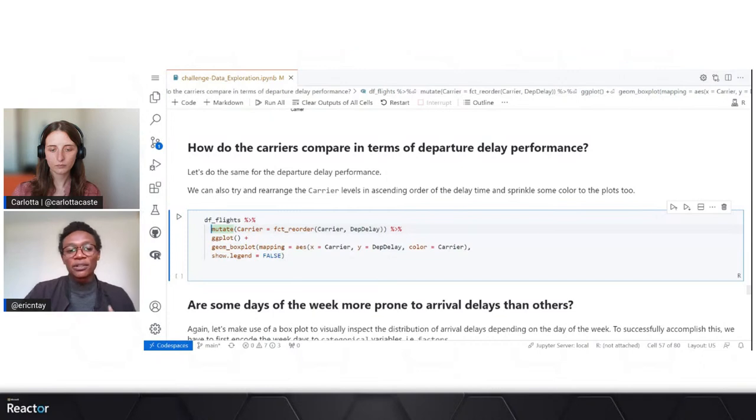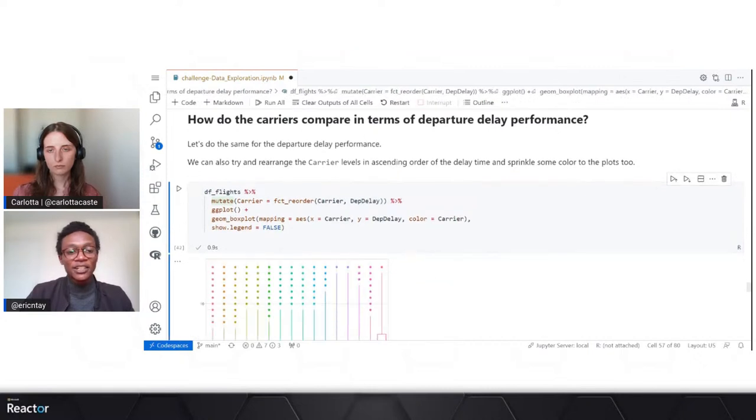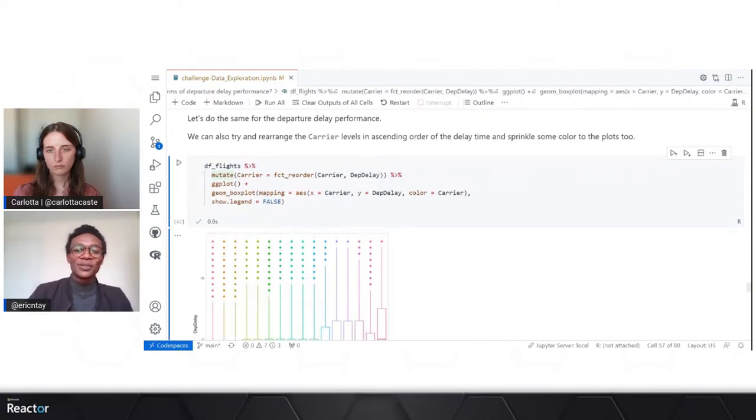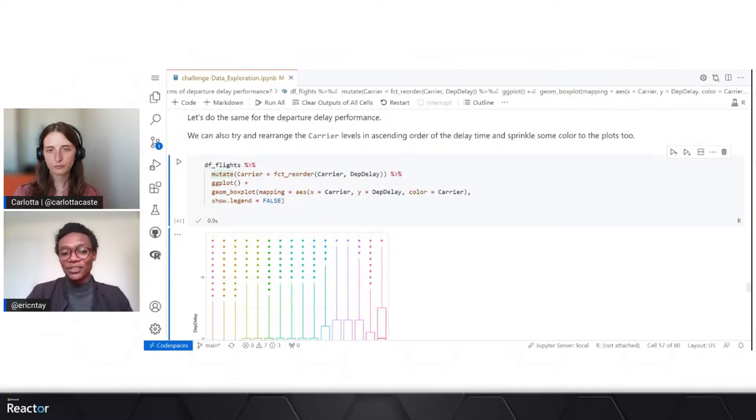In ggplot, we are adding a layer using the plus operator. We are adding a layer of boxplot where we want to map the x aesthetic to carrier and the y aesthetic to departure delay. And also here we add some color. We're adding the color aesthetic to carrier, so we want to color our box plot by the different carrier values. And then lastly, we are saying do not show me any legend. That's what show.legend equals FALSE does.